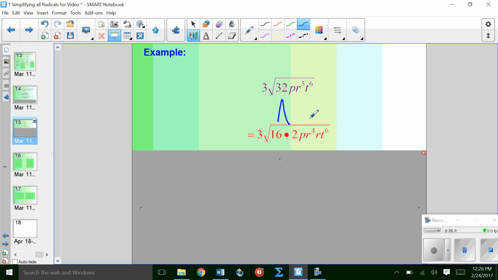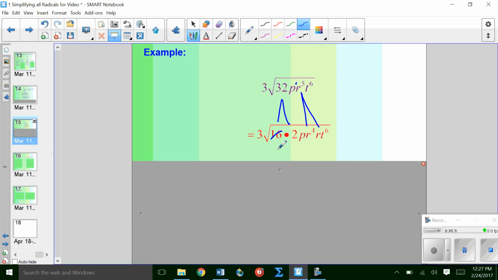Then from there, your p to the 1st, you can't really break down. R can break to r to the 4th times r to the 1st, and t to the 6th is already even. So from here, we will be able to take the square root of 16 as 4. The square root of r to the 4th, that's even, so we can take that as r squared, and the square root of t to the 6th will come out as t to the 3rd.